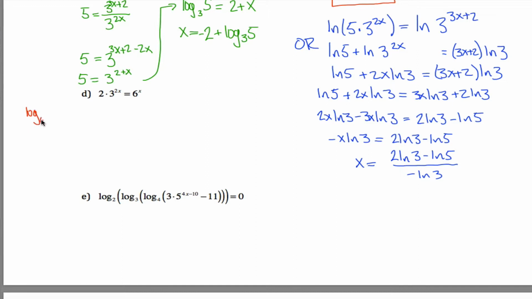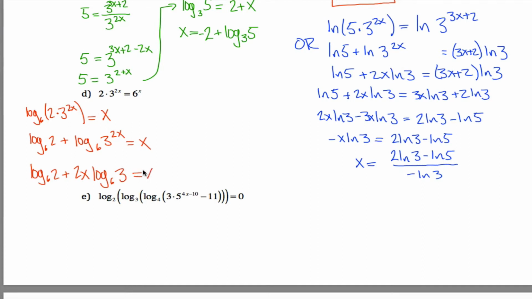Log base 6 of 2 times 3 to the 2x is equal to the log base 6 of 6 to the x. That's just x. You apply your first log rule to rewrite this as log base 6 of 2 plus log base 6 of 3 raised up to the 2x power. Then you apply your third log rule to take this 2x down in front, and you get the log base 6 of 2 plus 2x times the log base 6 of 3 is equal to x.